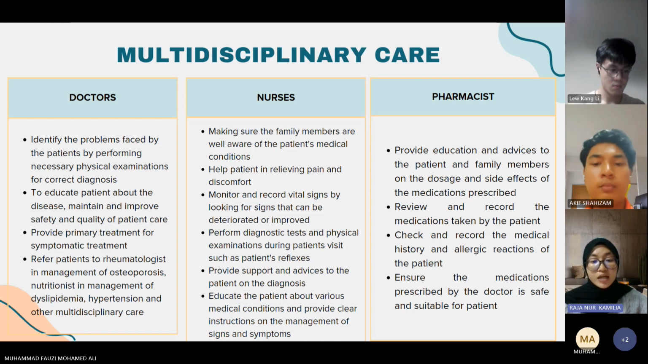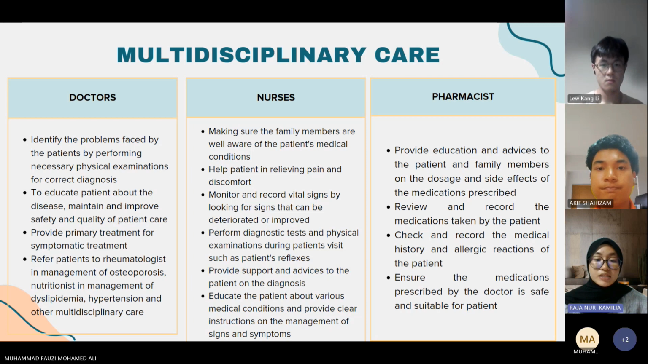And for the nursing side, nursing will make sure the family members are well aware of the patient's medical condition and then help the patient in relieving pain and discomfort, monitor and record vital signs by looking for the signs that can deteriorate or improve. And then nursing will perform diagnostic tests and physical examination during patient visit, such as patient reflex. And then we will provide support and advice to the patient on the diagnosis. And lastly, nursing will educate the patient about the various medication conditions, provide clear instruction on the management of signs and symptoms.